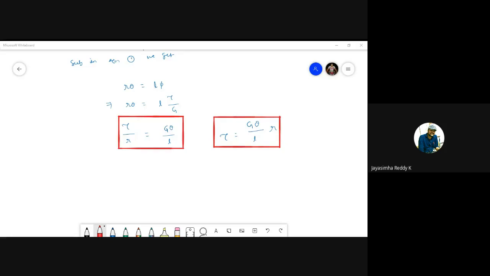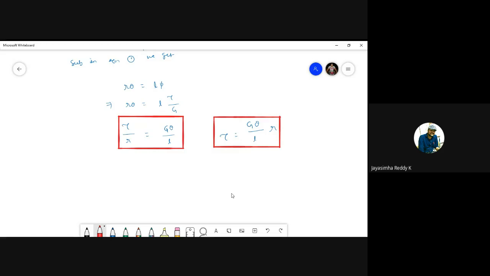What is tau, guys? Shear stress, sir. Okay. What is r? Radius of shaft, sir. G is modulus of rigidity, theta is angle of twist, L is length of the shaft. Okay. So we are half done.